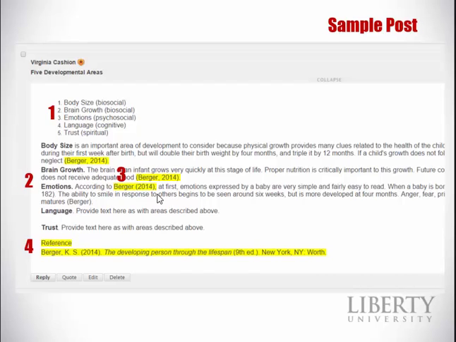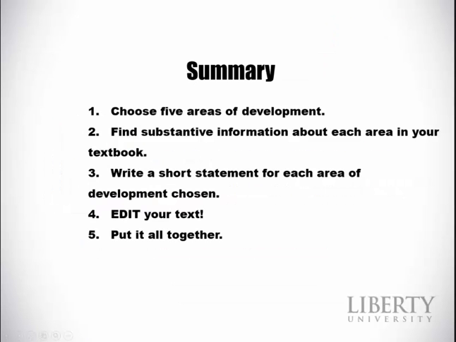Third, remember, provide a citation whenever you include information that would not be considered common knowledge. Finally, number 4 is my reference entry. Remember, each citation must have a corresponding reference entry. So to summarize this assignment, you'll choose 5 areas of development. Number 2, you'll find substantive information about each area in our textbook. Third, you will write a short statement for each area of development that you choose.